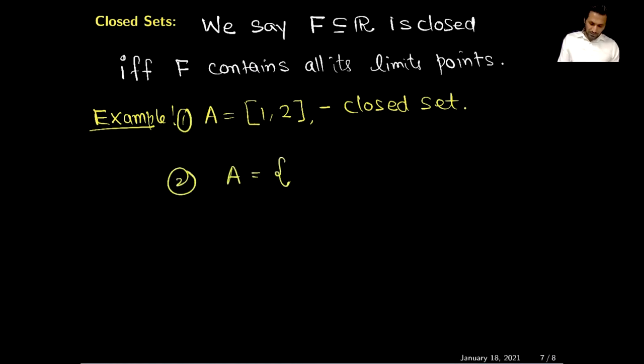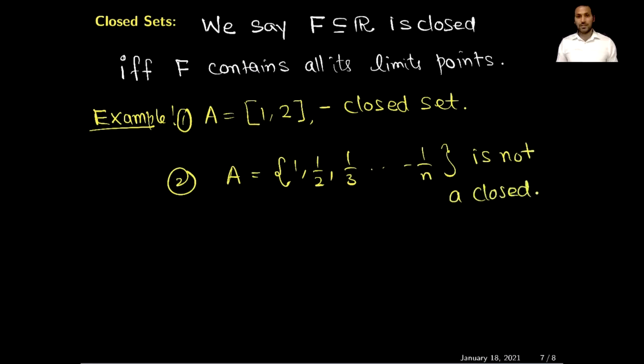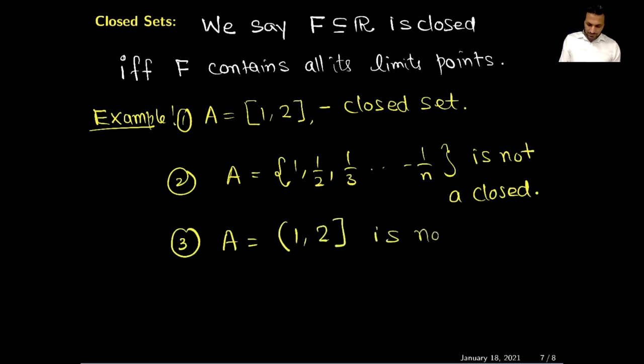This is not a closed set: 1, 1 half, 1 third, and so on, is not a closed set because as you can see 1 half is a member of this set, but 1 half is an isolated point, or in other words is not a limit point. Another example of a set which is not closed is this.